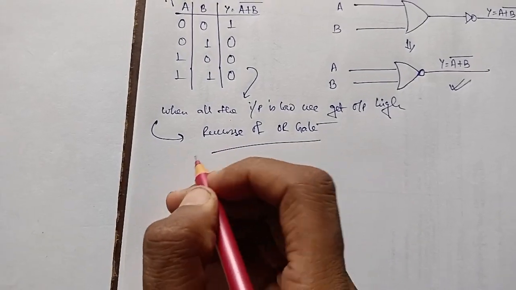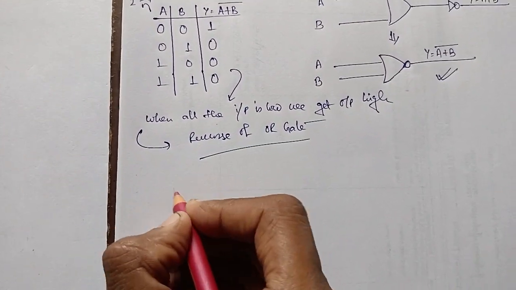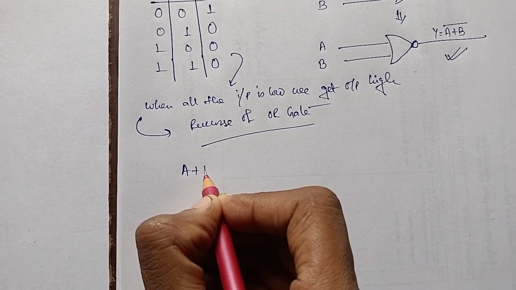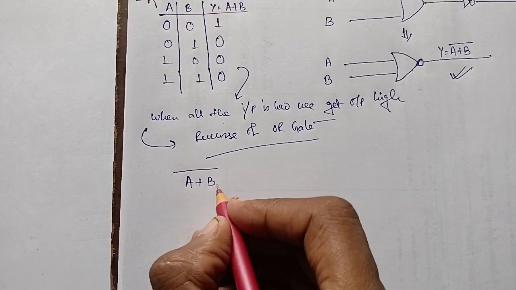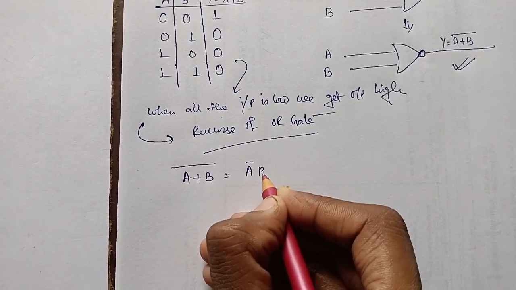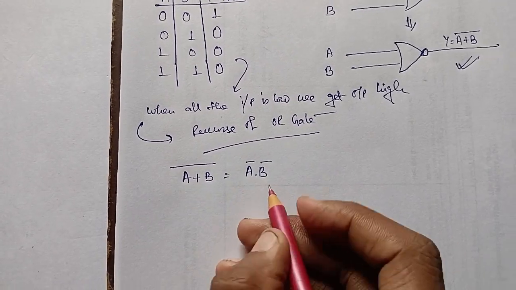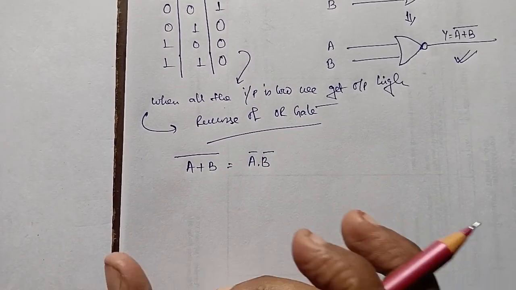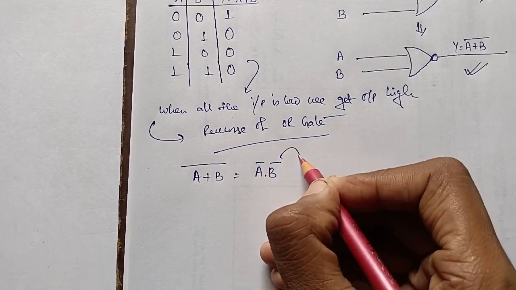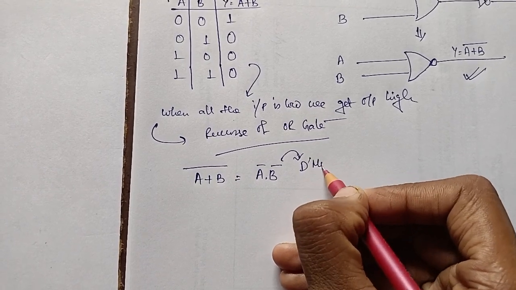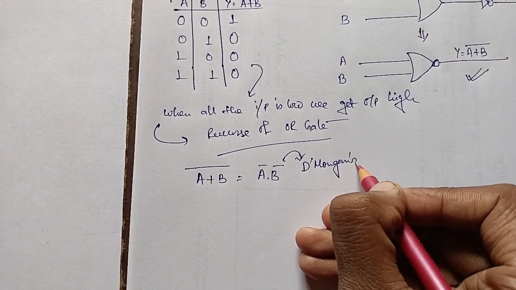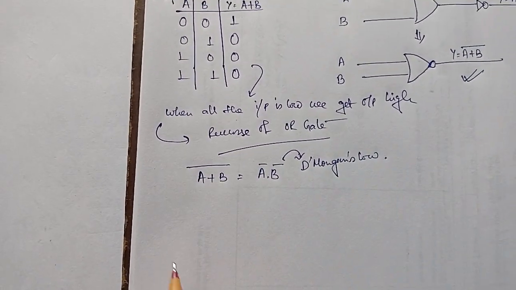Similarly to the AND gate, for the NOR gate there is one equivalent combination. The formula is (A + B) bar for the NOR gate, and we can say this is A bar dot B bar. This is also De Morgan's law. This is De Morgan's law.